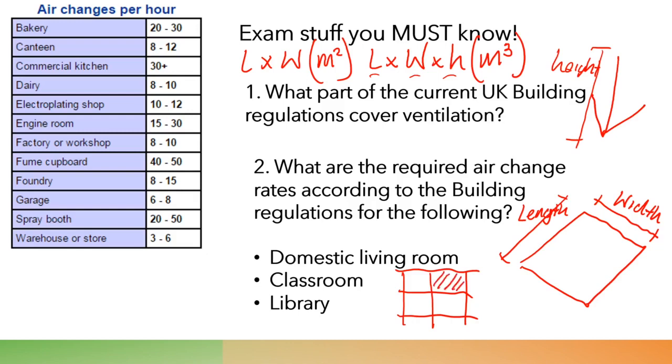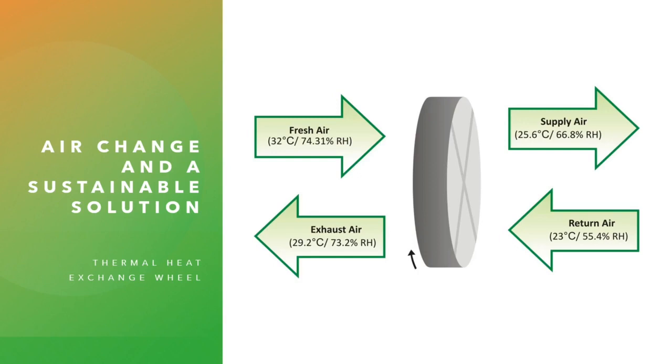Each of these tiles is 0.6 meters, or 600 mil, square. So just count the tiles, and if there are 10 tiles, then it's 6 meters. You can be fairly rough on that, that's not a problem. Library, we have a library downstairs on the second floor, so you can go in there as well. According to building regulations, what part of the regs cover it, and tell me what the air changes per hour are for the living room, the classroom, and the library.